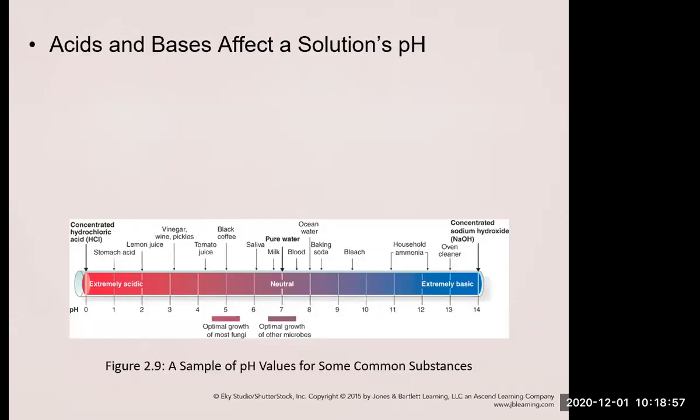Okay, we have the pH scale. This goes from 0 to 14. 7 is neutral, so water is neutral at 7. And then we have things like stomach acid that are extremely acidic, down into things like bleach, ammonia, sodium hydroxide, NaOH, extremely basic.